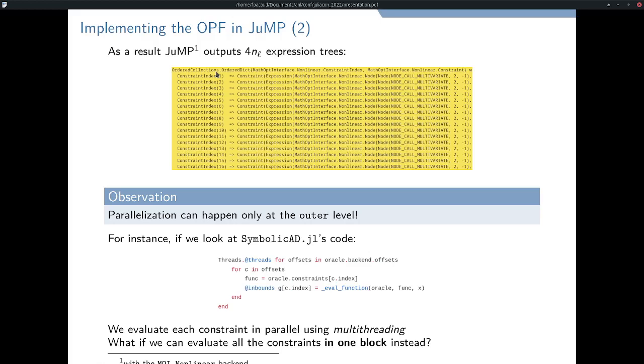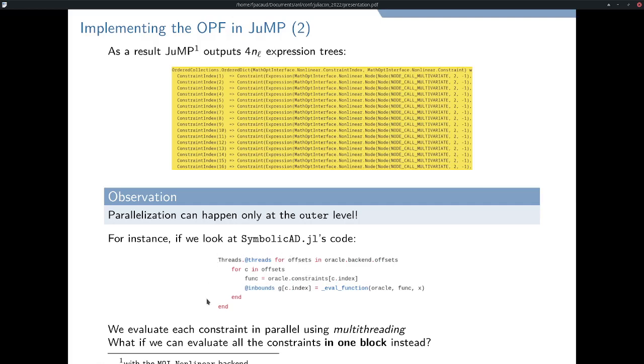So at first, we may think that, okay, we have 34 different expression trees, but it's easy to evaluate that in parallel. We just have to write the following loop and add this macro. And it's exactly what is implemented in the package SymbolicAD.jl. The problem is threading has some overhead, and in fact, it's usually not direct to parallelize the evaluation of a model that way.